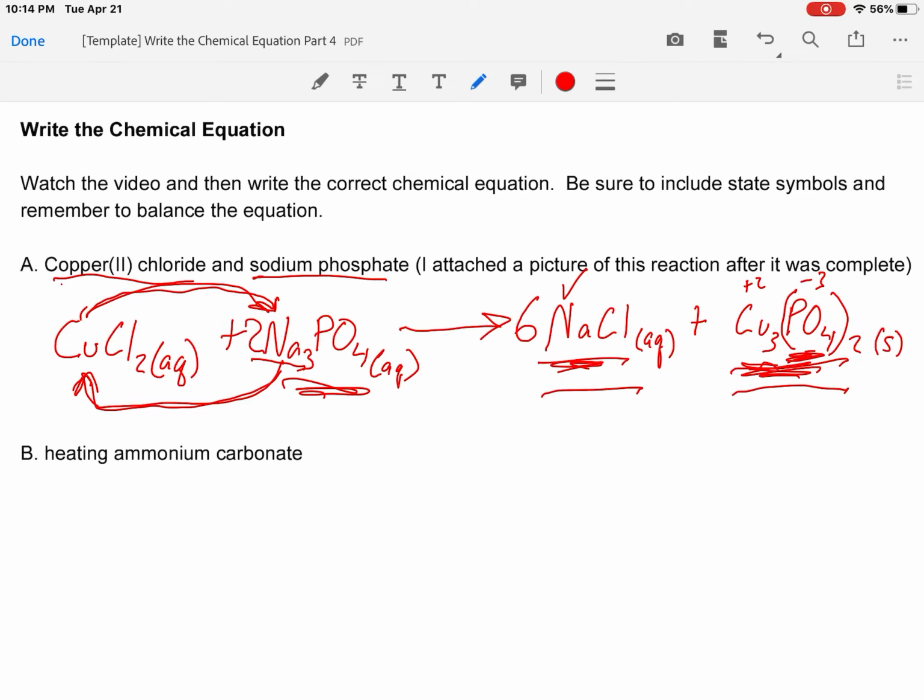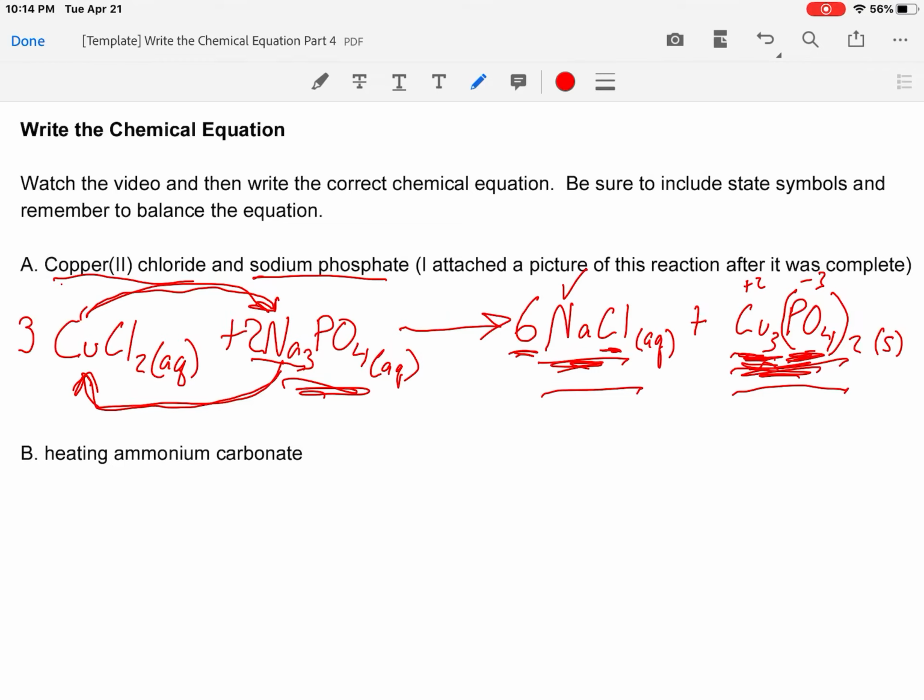Remember, the only numbers I can change, once I have those formulas correct, once I have those charges balanced and the correct formulas for all my reactants and products, the only thing I can change is the coefficient out in front. So now I've got 6 sodiums, but I've also got 6 chlorines now on the product side. So if I go back over onto the reactant side, that means I'm going to need a 3 in front of copper 2 chloride to give me 6 chlorines. Well, that also gives me 3 coppers, but if I look back over here on the product side, I already have 3 coppers. So now I believe everything is balanced, right?